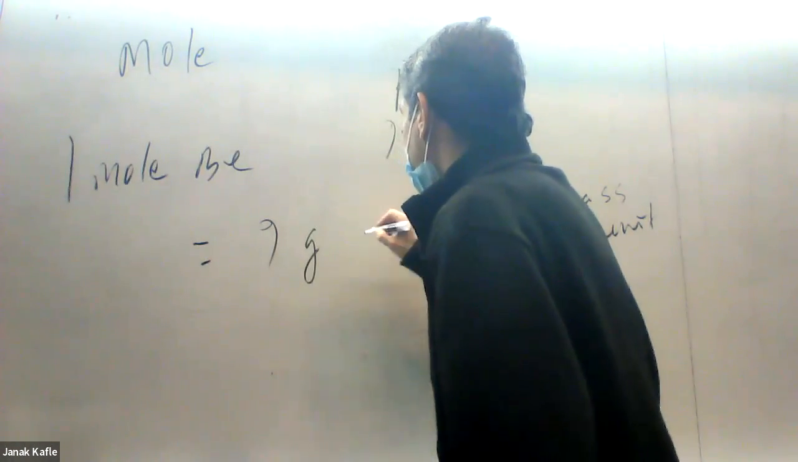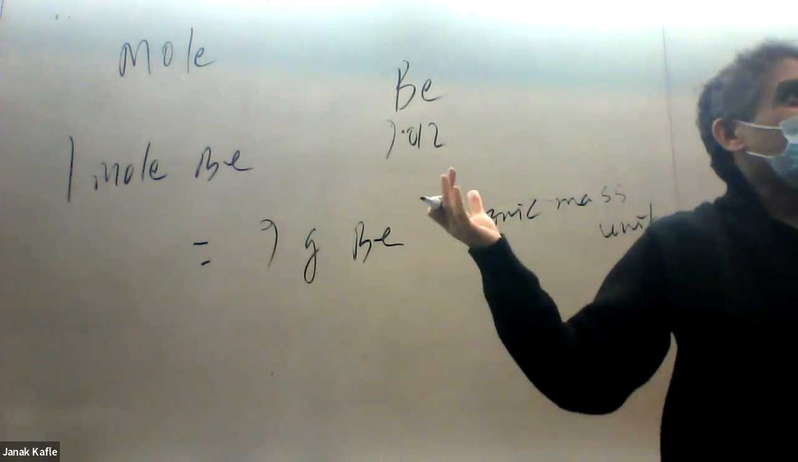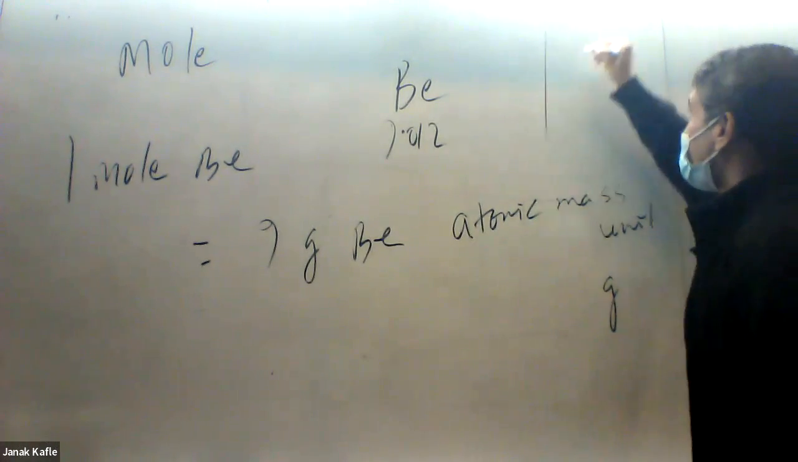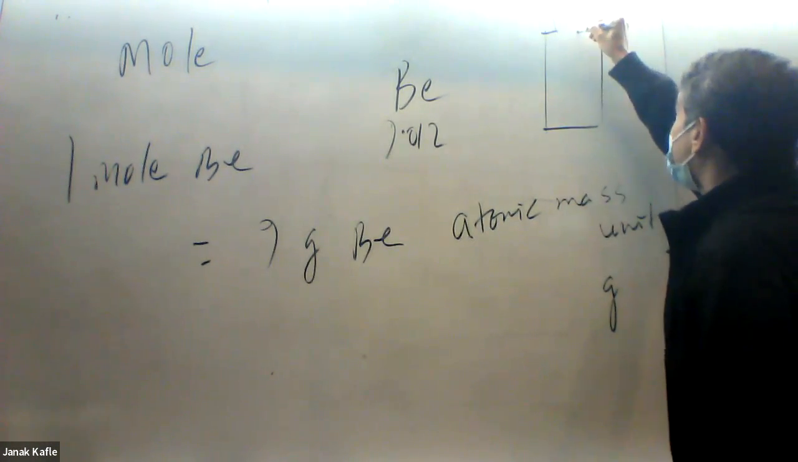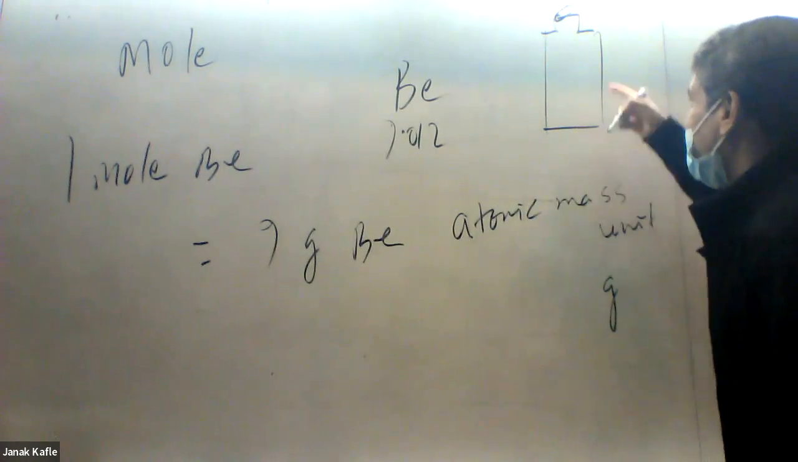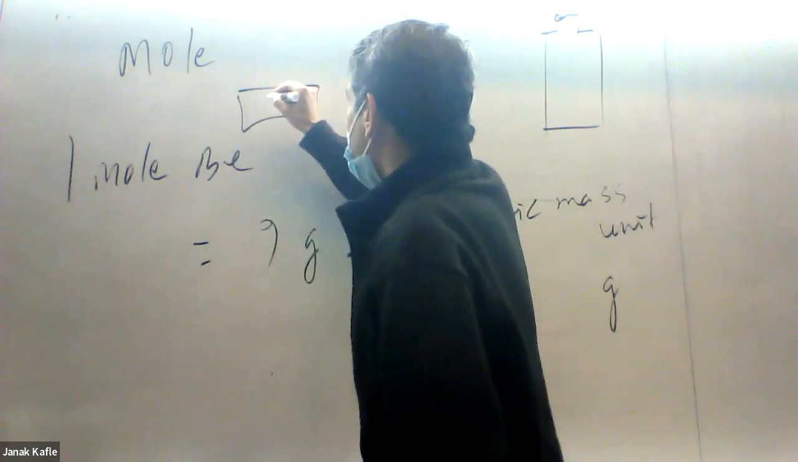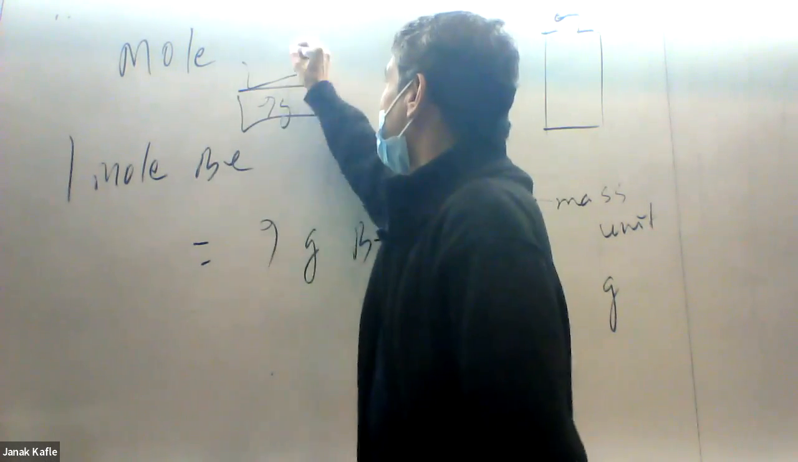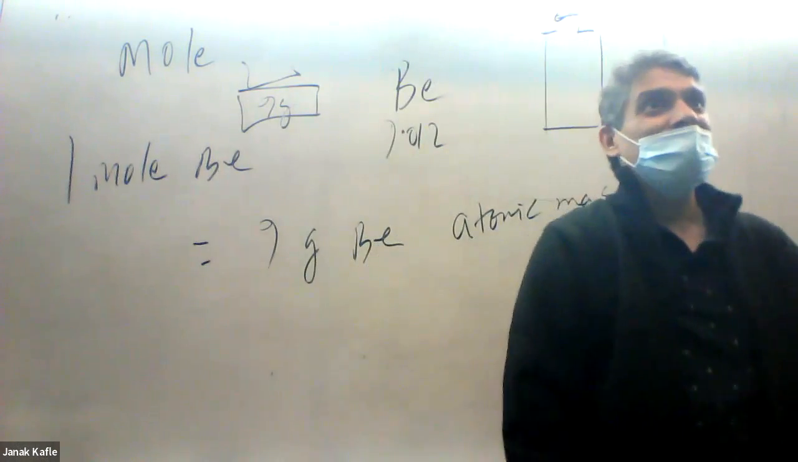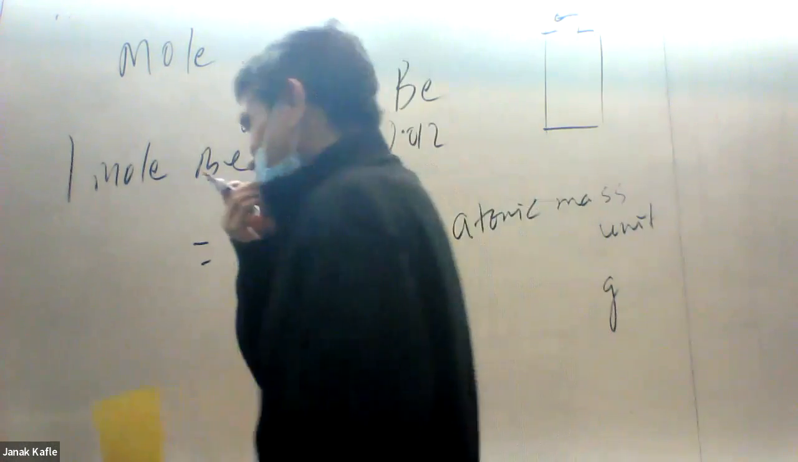Everybody got that? So whatever the number is there, if you go to the laboratory, there is a lot of beryllium here in this bottle, and you have a balance. Take beryllium from here and put it on this balance until you see 9 gram here. So when you see 9 gram of beryllium you put, that means you take 1 mole of the beryllium. Everybody got that? So basically it works that way.